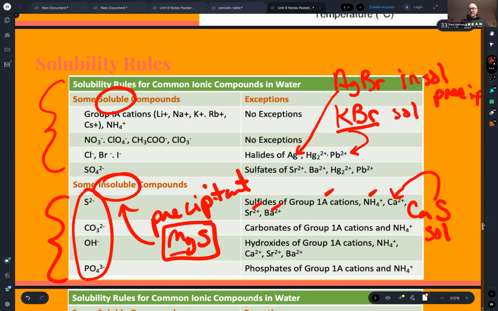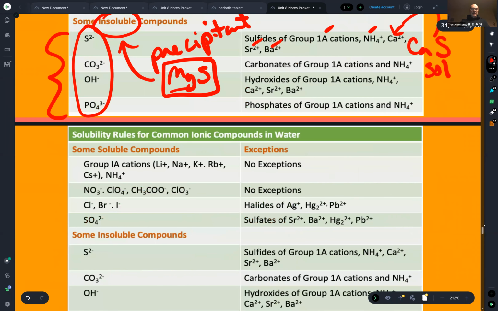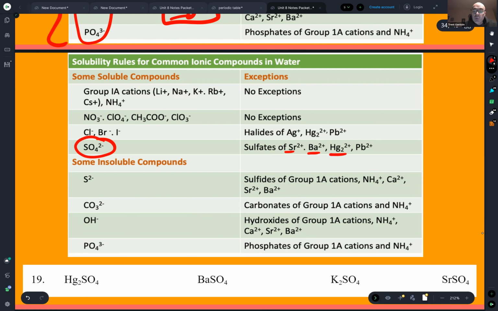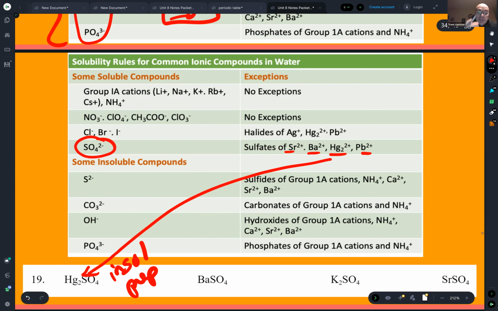Okay, so let's take some examples here. So I've got all of these are sulfates down at the bottom of the page. Sulfates are always going to be soluble unless we mix with one of these materials. Well, right away, mercury is one of those materials, so it is going to be insoluble. It is going to form a precipitant.